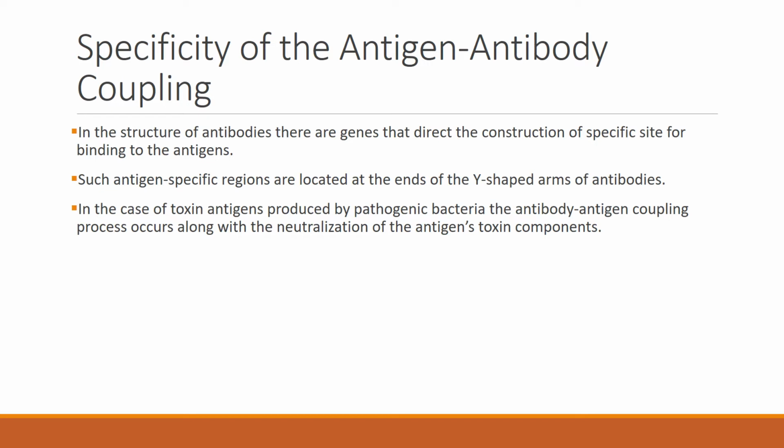Specificity of the antigen-antibody coupling. In the structure of antibodies, there are genes that direct the construction of specific sites for binding to the antigens. Such antigen-specific regions are located at the end of the Y-shaped arms of antibodies. In the case of toxin antigens produced by pathogenic bacteria, the antibody-antigen coupling process occurs along with neutralization of the antigen's toxin component.